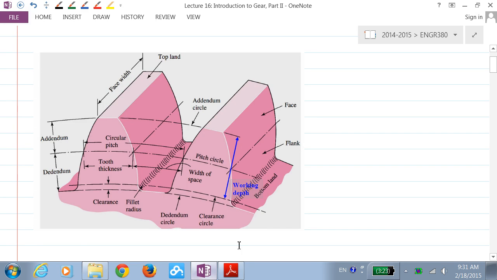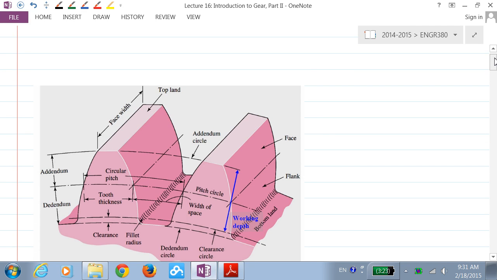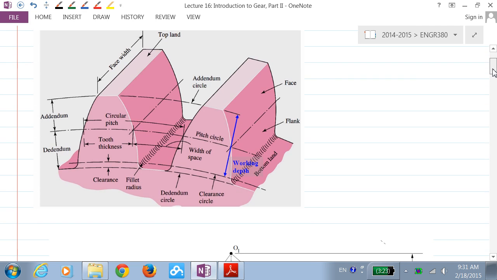Let's continue on the introduction to the gear. This is what we did in the last lecture. We went over some terminologies of the gear. So this diagram we filled out already. All right, let's keep going here.